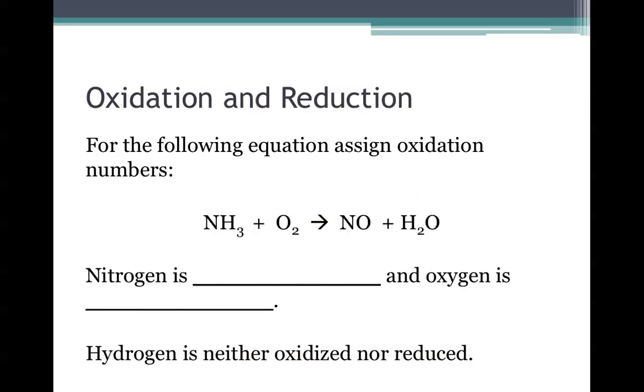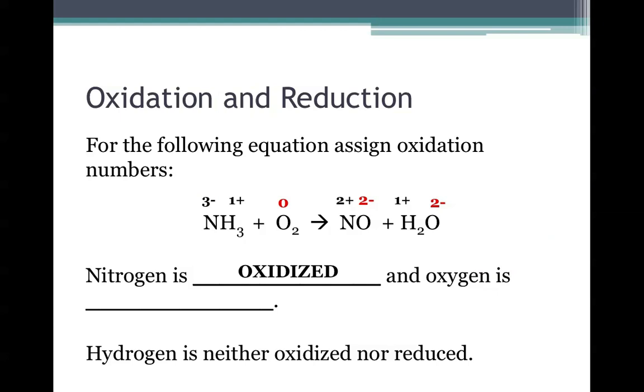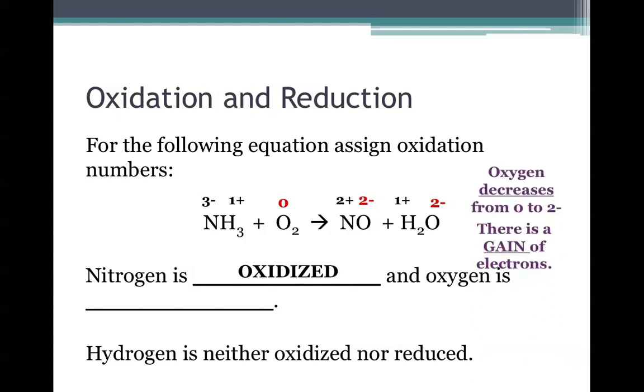Alright, so a couple of things just to review is that in the following equation we would assign oxidation numbers first. So I'll just go quickly through those because we've talked about those previously. Because nitrogen increases from -3 to +2, it means that there is an actual loss of electrons. As it becomes more positively charged, we're losing those negatively charged electrons. So because there's a loss of electrons, nitrogen is oxidized. And then oxygen, which decreases from 0 to -2, means that there's a gain of negatively charged electrons. So oxygen is reduced. In this case, hydrogen is neither oxidized or reduced.